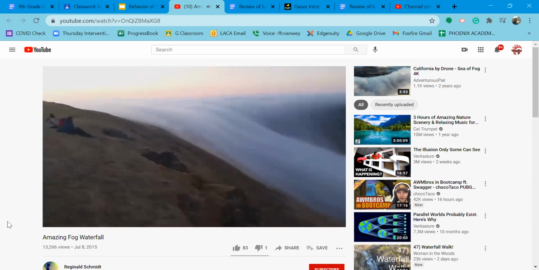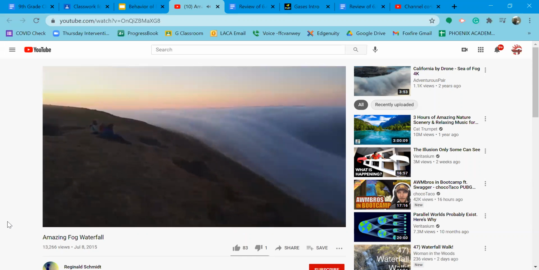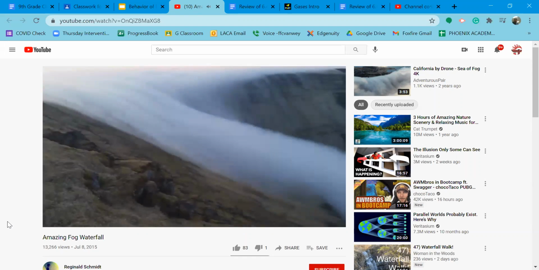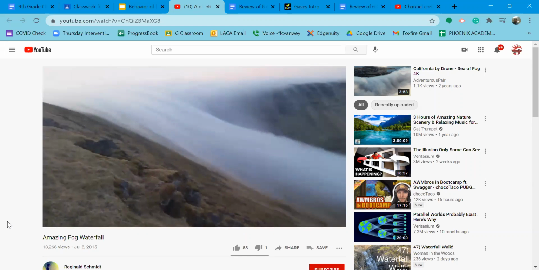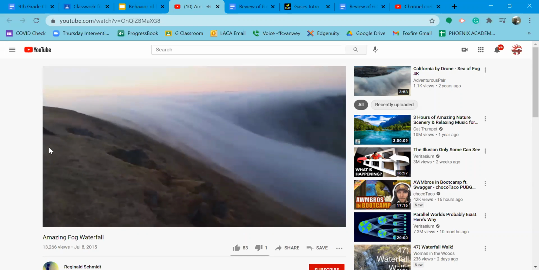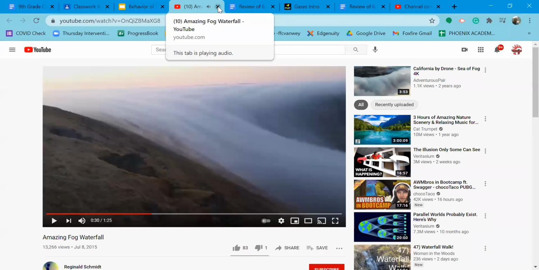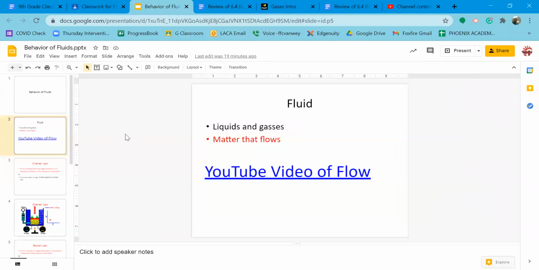If you've ever watched fog for very long, you've actually seen the fog flow. It will go, usually from a higher place to a lower place. It sinks. It'll flow down a river valley. So that's kind of cool. I want to show you guys that. So fluid is matter that flows.